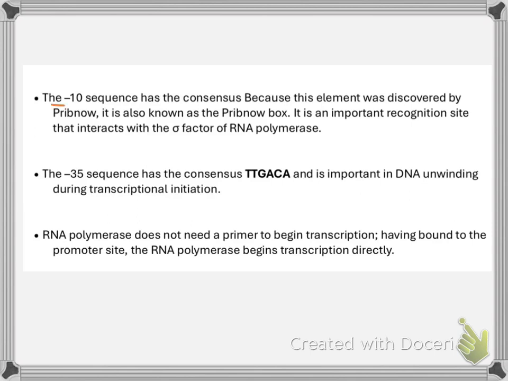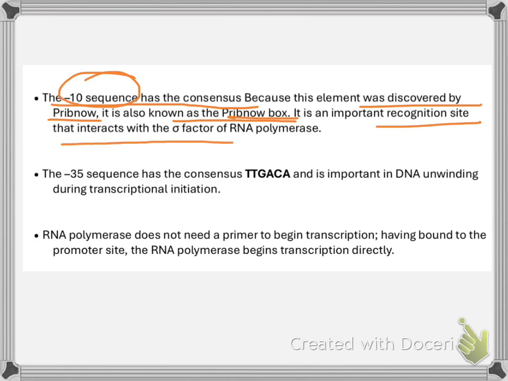The minus 10 sequence has a consensus, and the element was discovered by Pribnow, so it is known as the Pribnow box. It is an important recognition site that interacts with the sigma factor of the RNA polymerase. So when the RNA polymerase binds to the promoter site, the sigma factor binds to the minus 10 sequence.